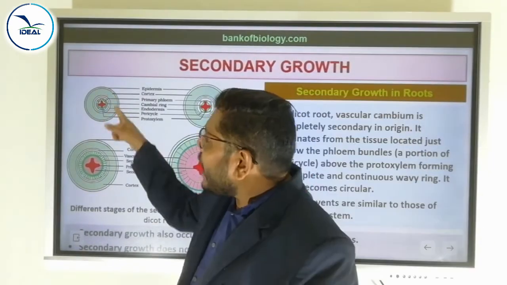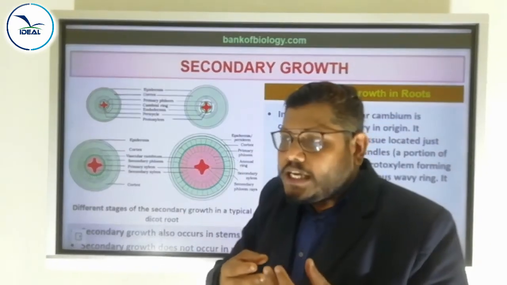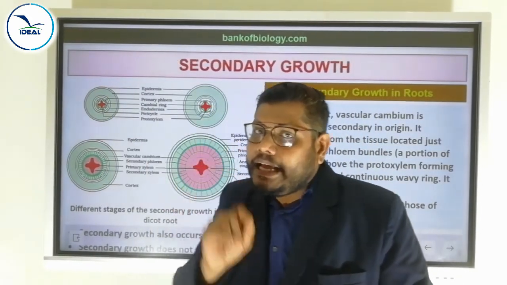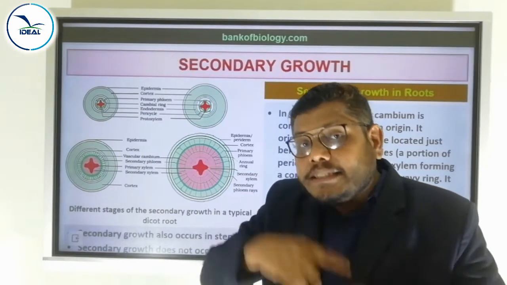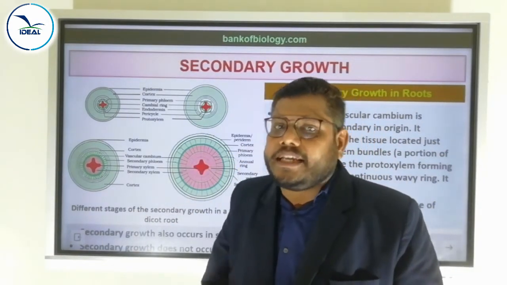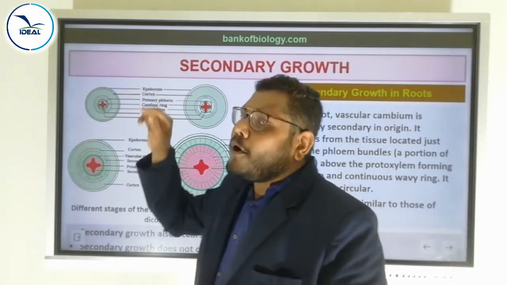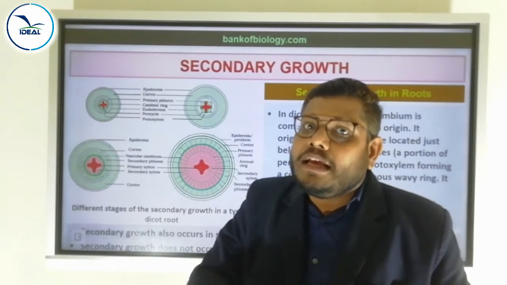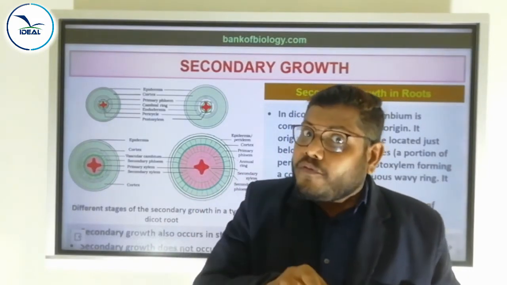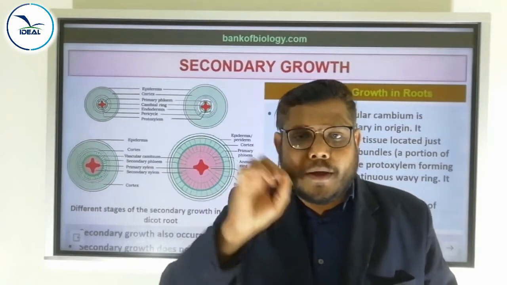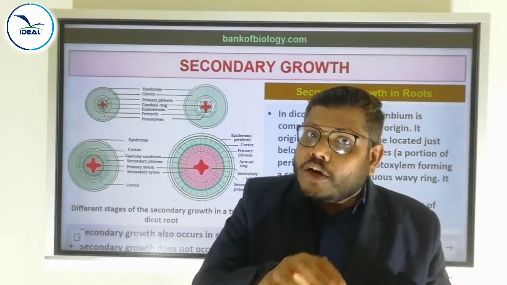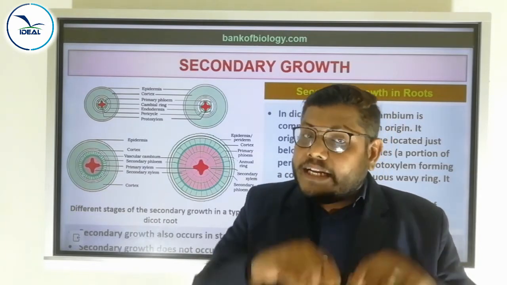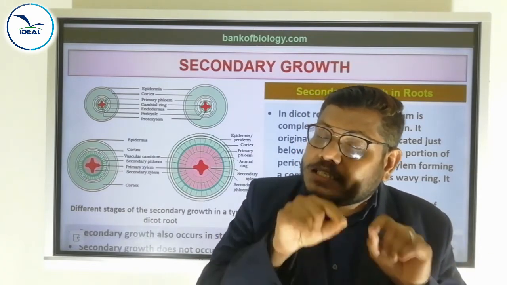At the same time outside the protoxylem. What is protoxylem? First formed xylem. Is it clear? Outside the protoxylem there is a pericycle cell. That pericycle cells also become meristematic and form a stripe of cambium. This cambium fuse together to form a cambial ring. What type of cambial ring? Wavy cambial ring. This is the formation of cambium in which type of plant? Dicot root plant.